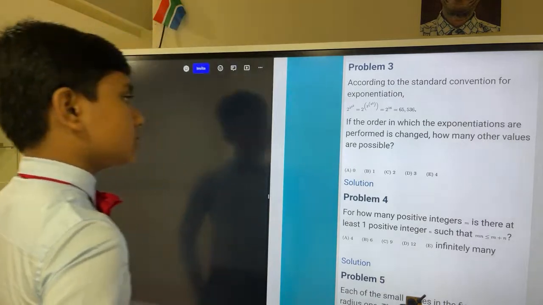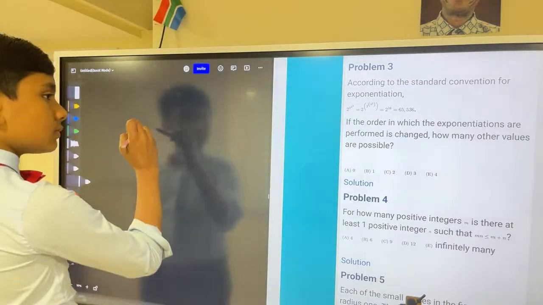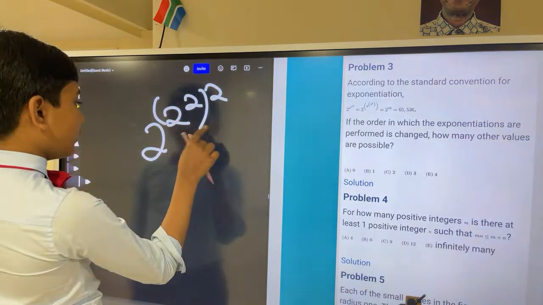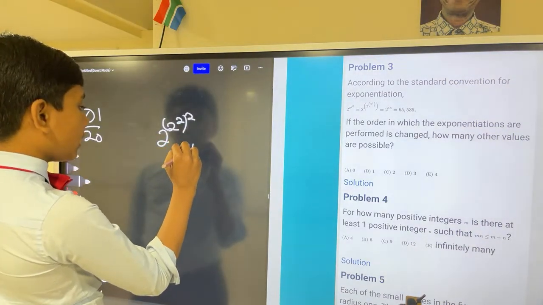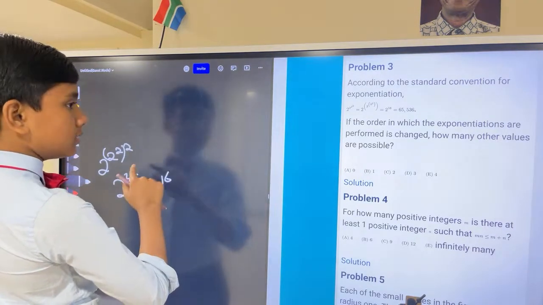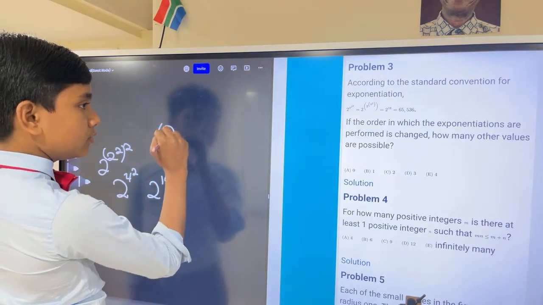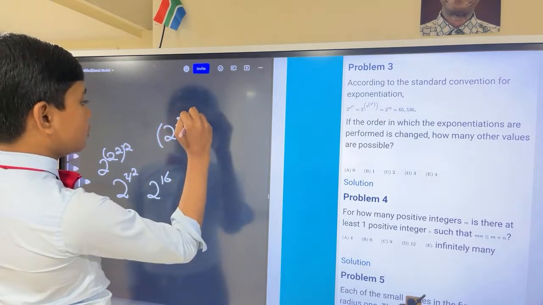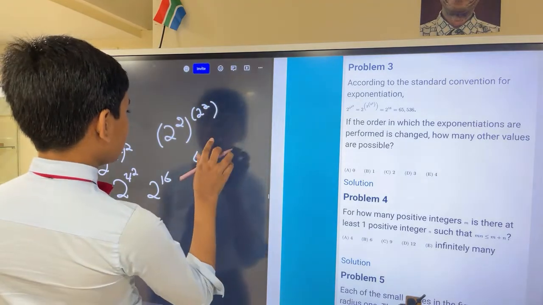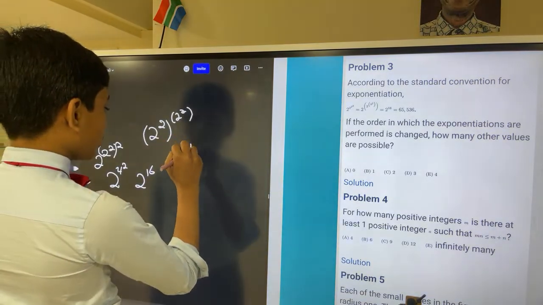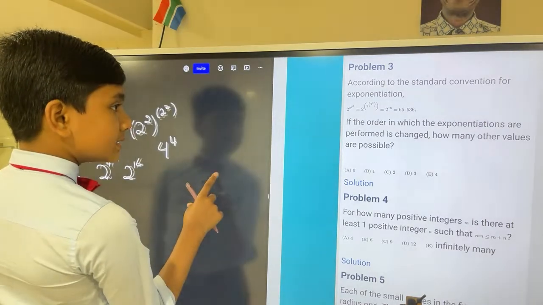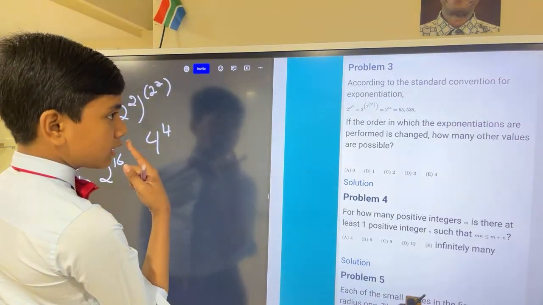Well, let's see. Okay. 2 to the 2 to the 2 to the 2. So if I put parentheses here, you get 2 to the 4 to the 2, which is also 2 to the 16. If I do it the other way, then we get 4 to the 4. What's 4 to the 4th power? Is it 65536? No, I don't think it is.